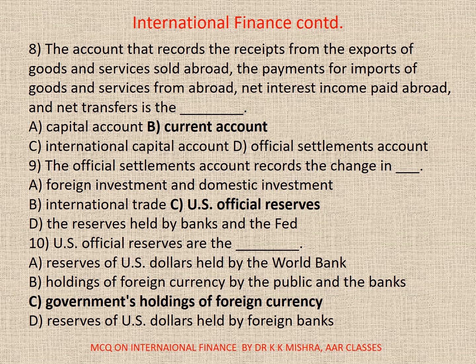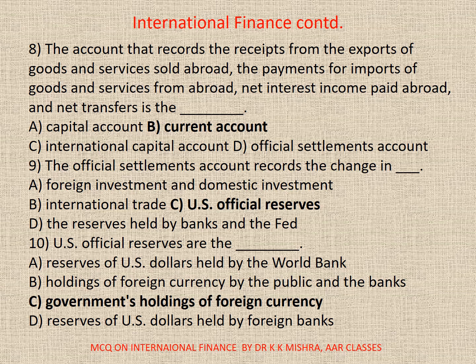8. The account that records the receipts from the exports of goods and services sold abroad, the payments for imports of goods and services from abroad, net interest income paid abroad, and net transfers is the dash. A. Capital account. B. Current account. C. International capital account. D. Official settlements account. The correct option is B. Current account.